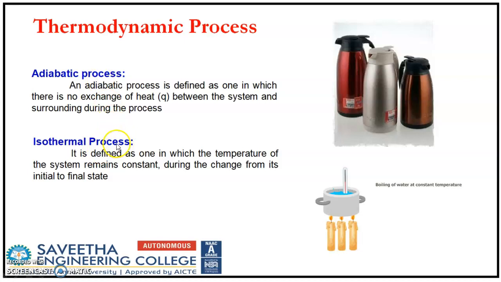An isothermal process is defined as one in which the temperature of the system remains constant during the change from its initial to final state. Suppose in the kitchen you are heating water at constant temperature, that process is called an isothermal process. The temperature of the system remains constant. The boiling of water happens at 100 degrees Celsius. So if you boil the water at 100 degrees Celsius, it remains constant during the process.